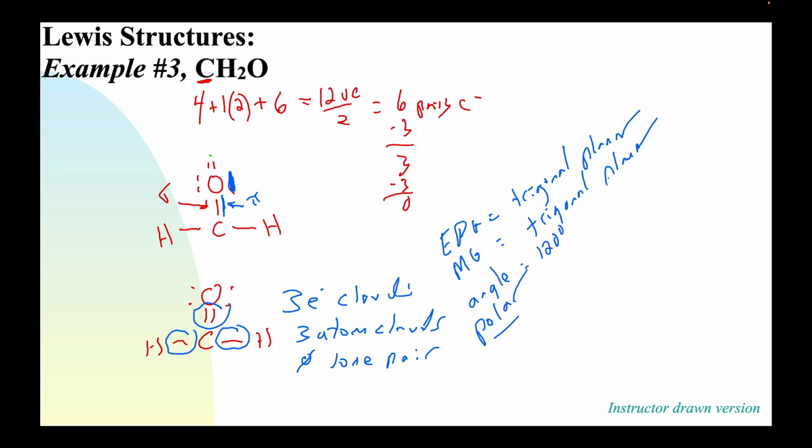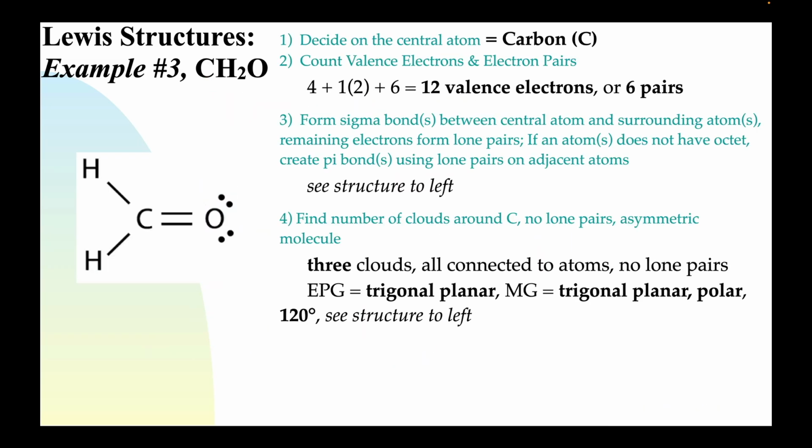My drawings are pretty sloppy, and you can tell I'm kind of all over the place. Writing on an iPad has never been my forte. So here's a better example as to what's going on. So in formaldehyde, carbon is the central atom. When you count the valence electrons, carbon is 4, hydrogen's 1, and there's 2 of them. And you add the 6 from the oxygen, that gives a total of 12 valence electrons, or 6 pairs.